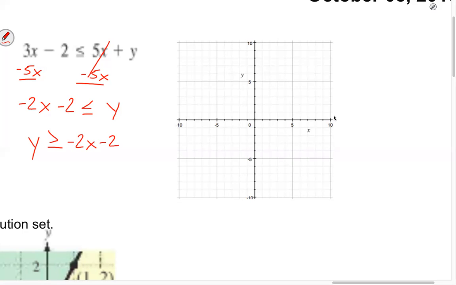So I'm going to come up here, I'm going to go to negative 2. I'm going to plot my point, then it says go down 2, to the right 1, down 2, to the right 1. Okay? Now I need to connect them with a solid line because there's a line under it. Okay, so here we go.